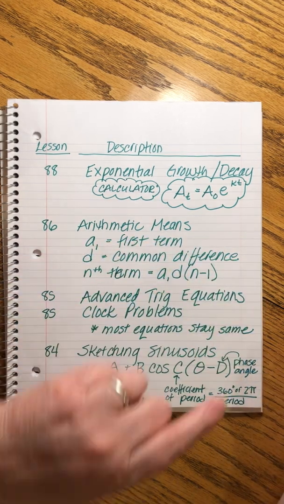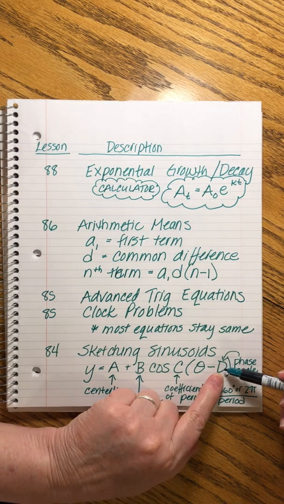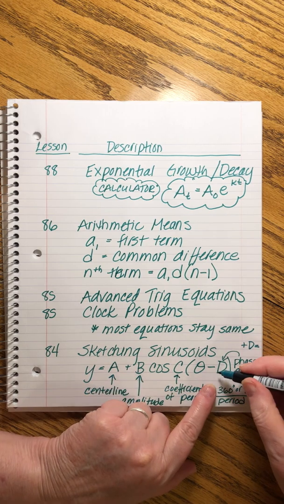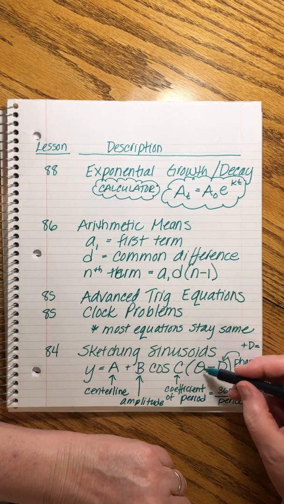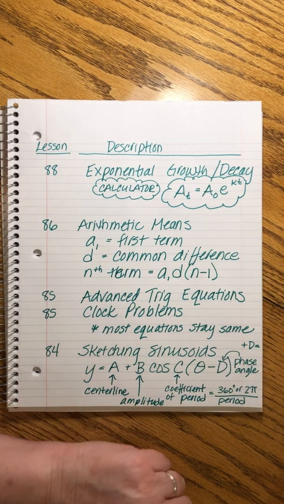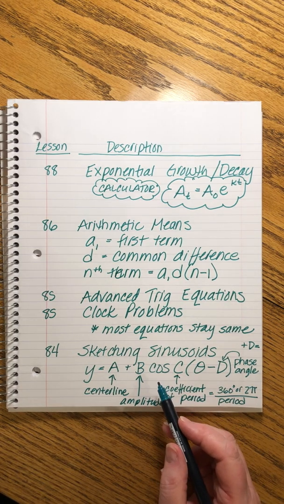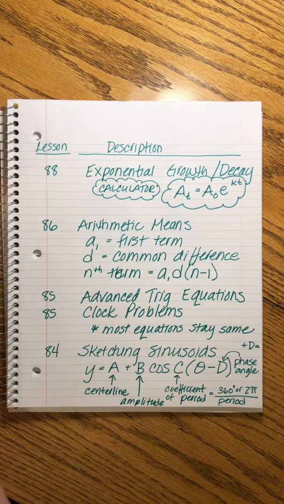And remember that if there's a minus sign, then this means this is a positive D. So positive D would equal the phase angle. So this sign here always reverses. This can be sine or cosine. It's not specific to one or the other. It works for both.